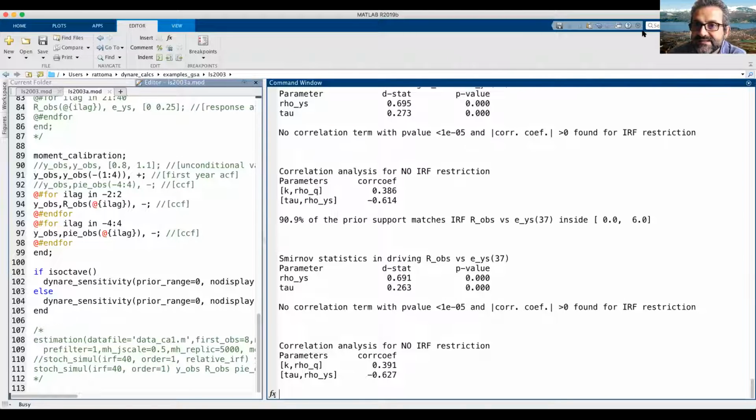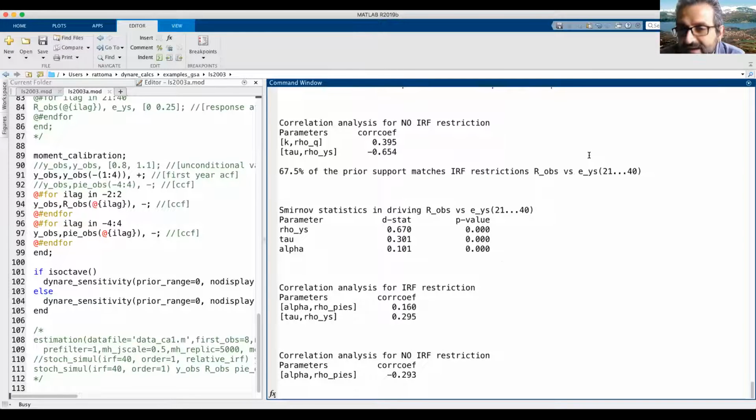Okay, there is a hand raised, please. Yes, I have just one question. Can we set as many restrictions on the IRF as wanted? Sorry? How many restrictions can we set on the IRF? Is there a limited number?